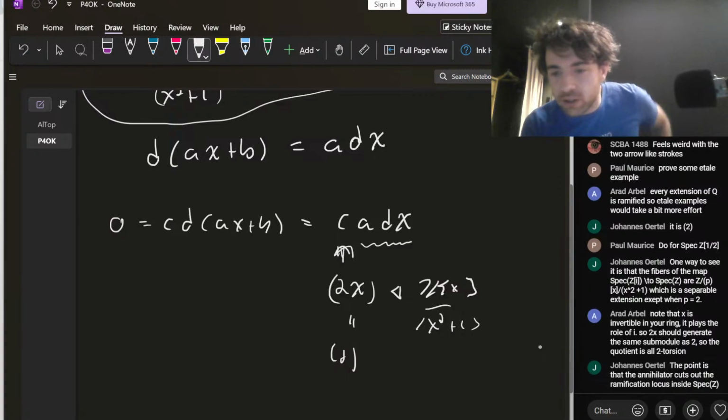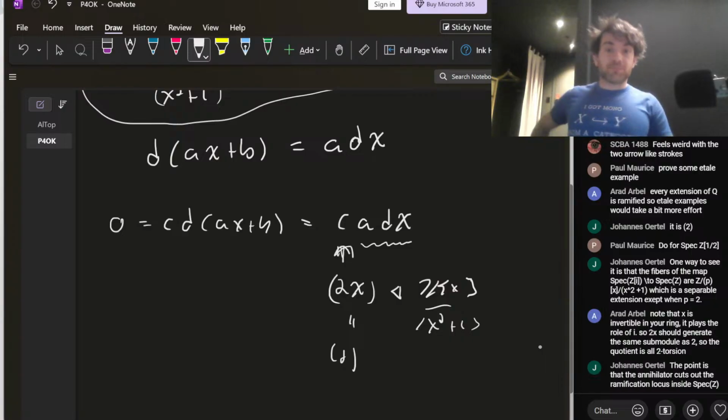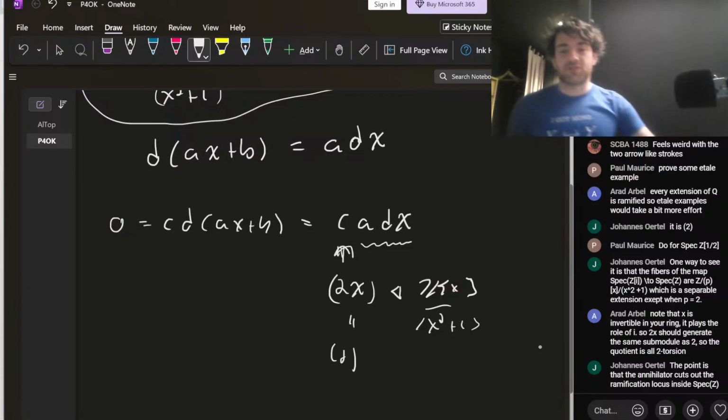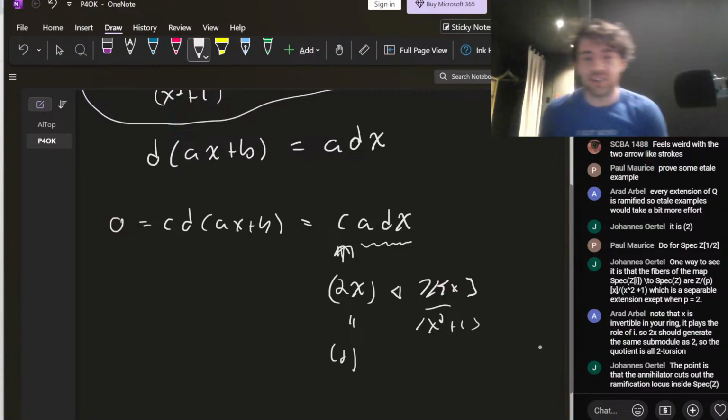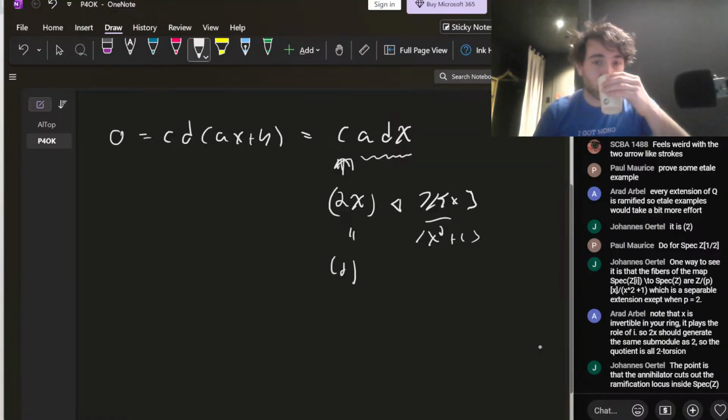The point is that the annihilator cuts out the ramification locus inside Spec C. Yeah, I mean, I agree. I think that was the general intuition that we wanted, but it was a matter of going through this computation as explained in Neukirch, and we did it. Well, I mean, yeah. Sweet. Okay.